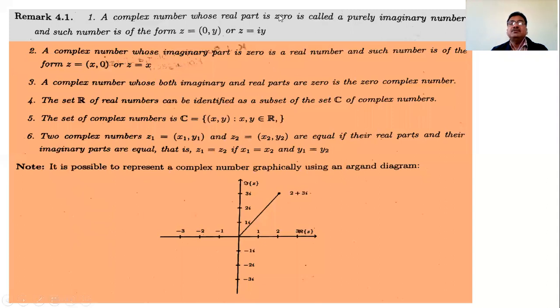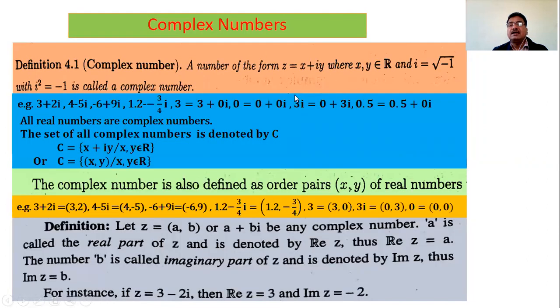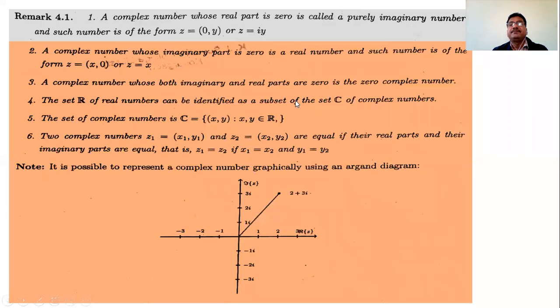A complex number whose real part is 0, that is, if the real part of the complex number is 0, then the number is called a purely imaginary number, such as a number of the form 0 plus iy, that is, the ordered pair 0 comma y, or z is equal to iy. For example, 3i is a purely imaginary number. This is called a purely imaginary number whose real part is 0.